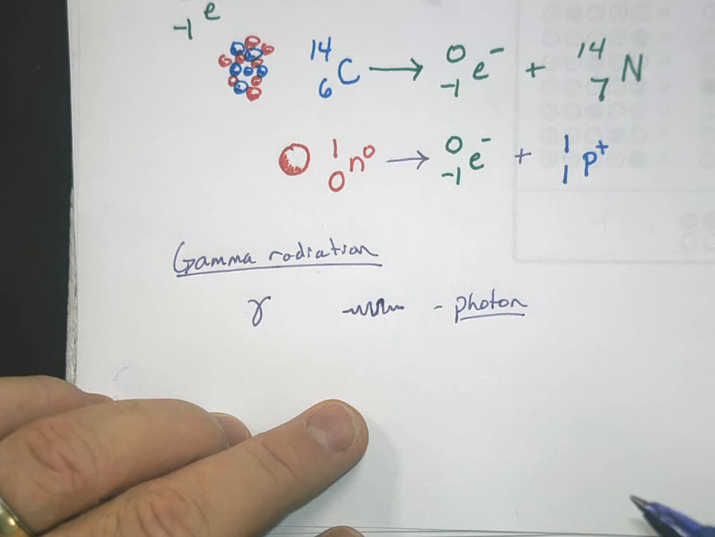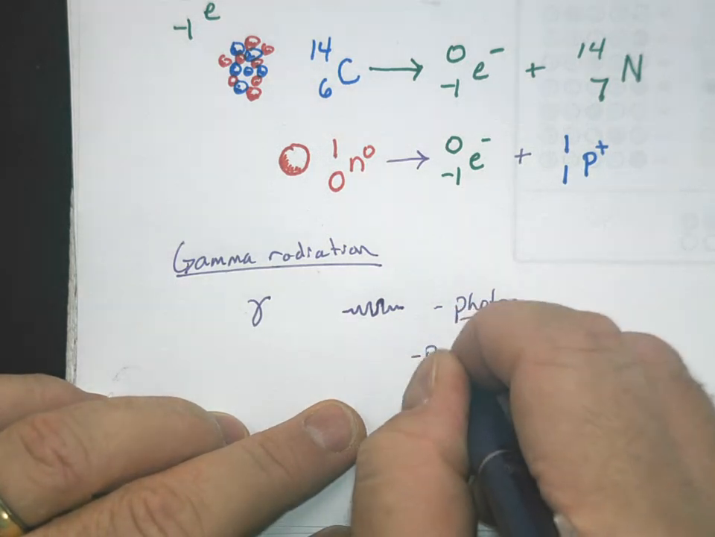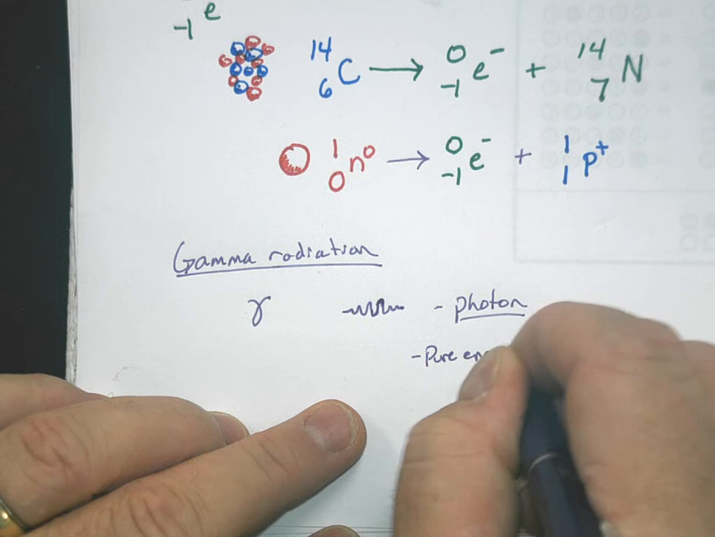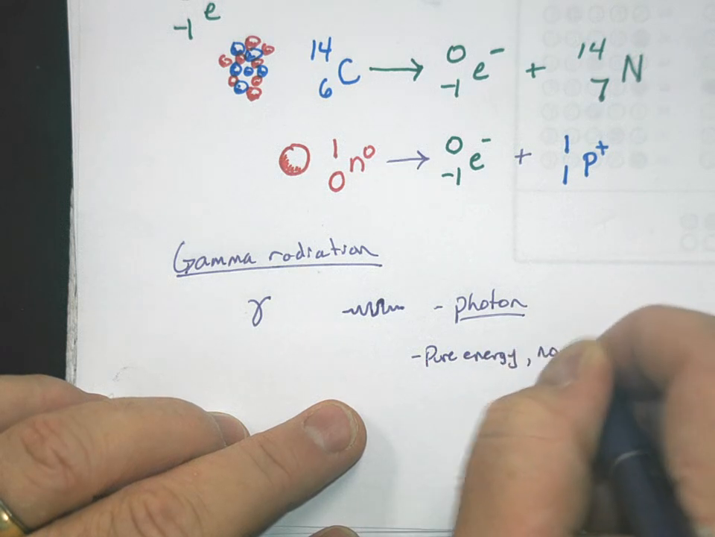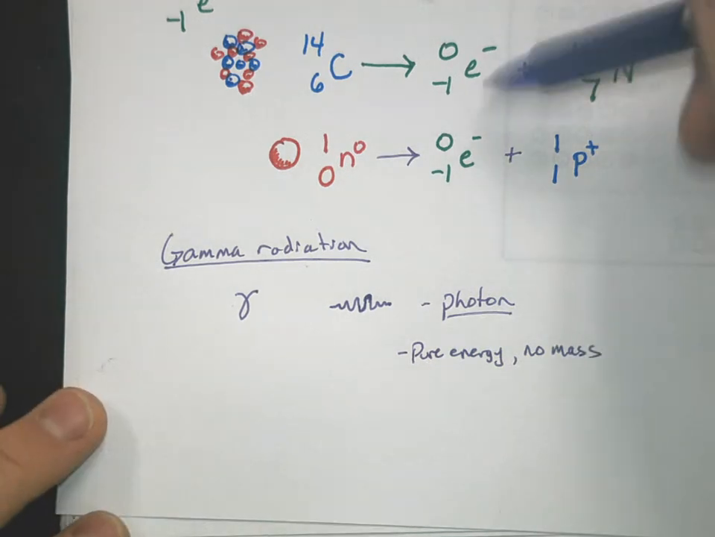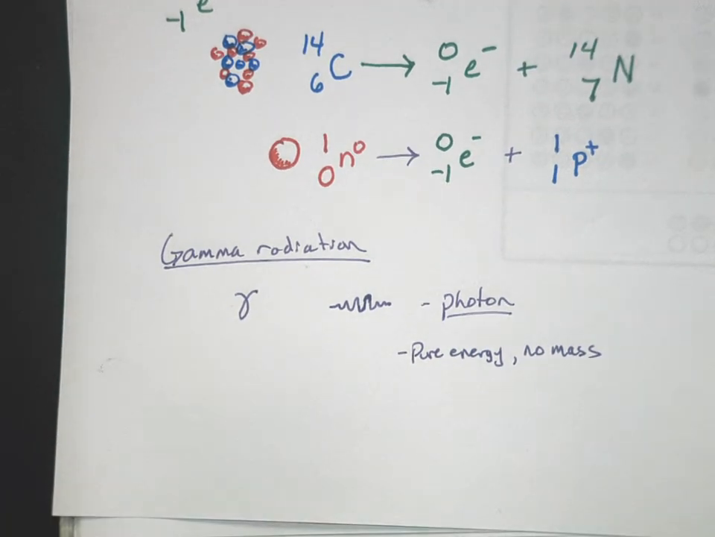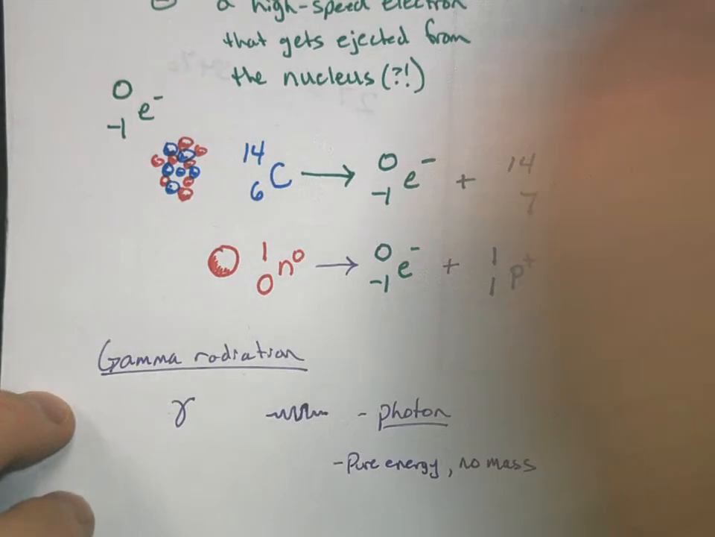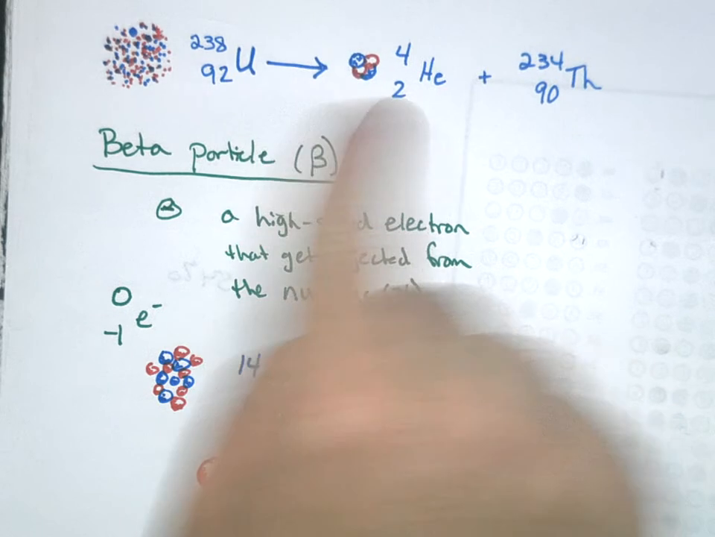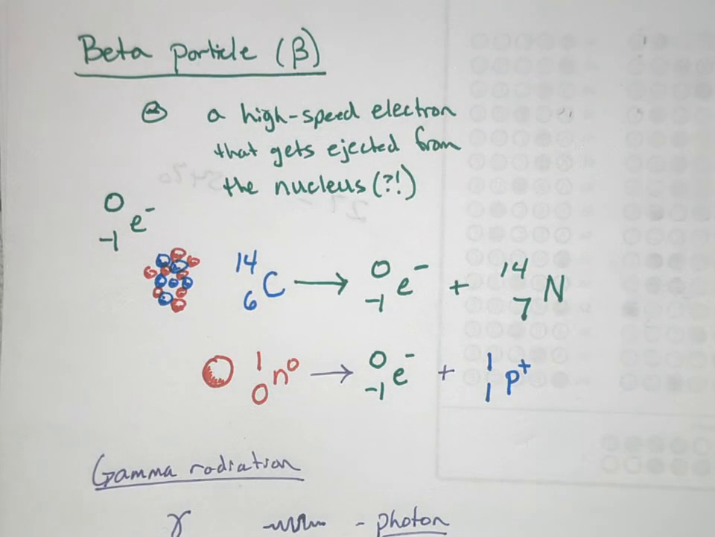A photon is a particle of light. It is pure energy. No mass. There is no isotope notation for it. It's just that, and it's just an amount of energy that's given off. Because sometimes when this alpha decay happens, or this beta decay happens, the nucleus is still buzzing. It's like it's had a caffeine jolt, and it's buzzing.